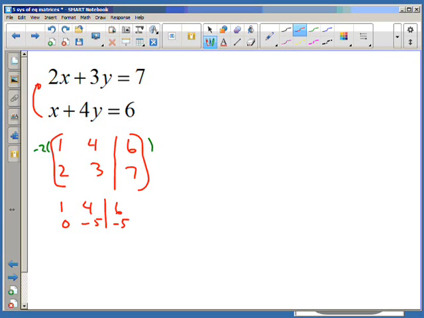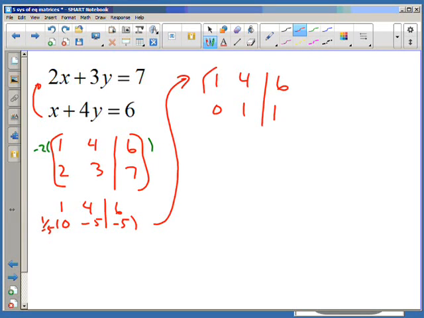-5 and -5, and then if I multiply by -1/5 on the bottom row, my form will look like this. Okay, that tells me that y equals 1. If I plug that in up top here, 4 times 1 subtracted over 6 minus 4 is 2. X equals 2. So a solution of (2, 1).